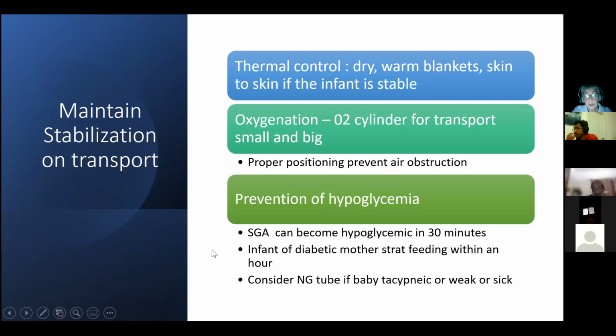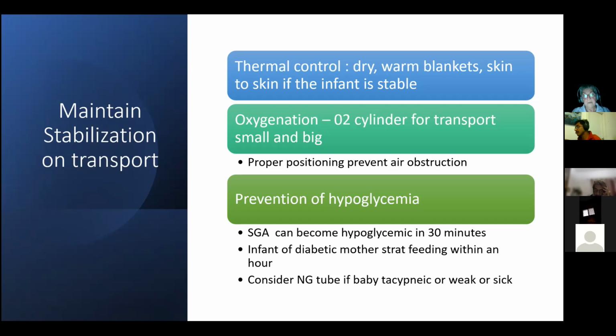Hypoglycemia: you want to prevent hypoglycemia, and remember, SGA babies can get hypoglycemia very fast because they do not have any reserves. So if the transport from one point to another would be long, you might want to consider an NG tube in order to feed the baby and make sure that the baby does not get hypoglycemic during the transport. An infant of a diabetic mother also needs feeding as soon as possible, again, to prevent hypoglycemia.